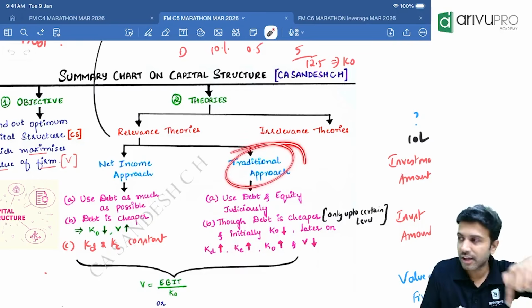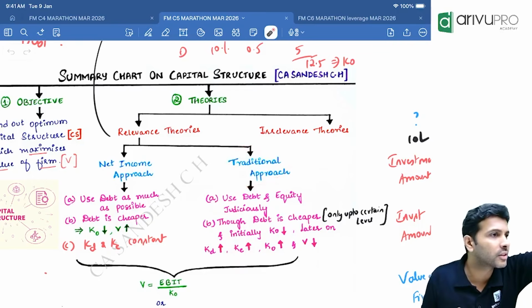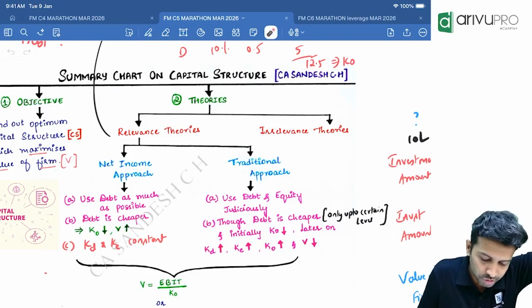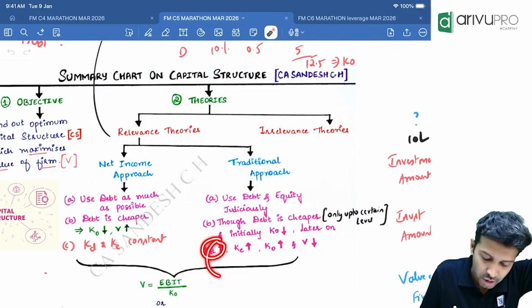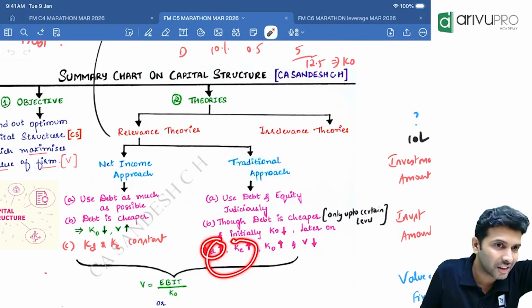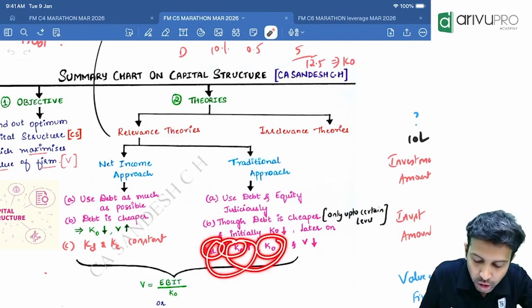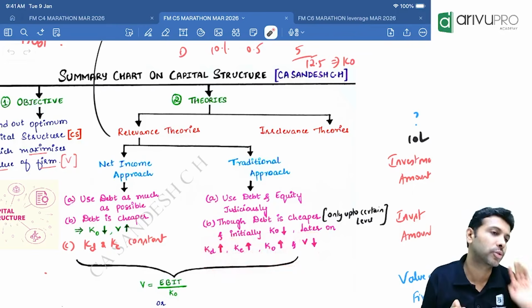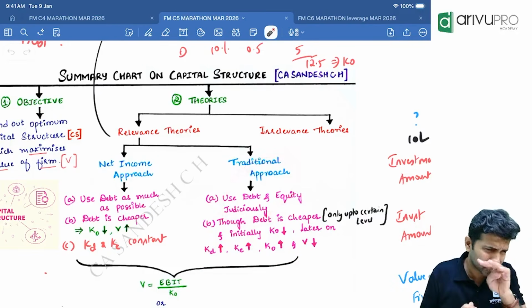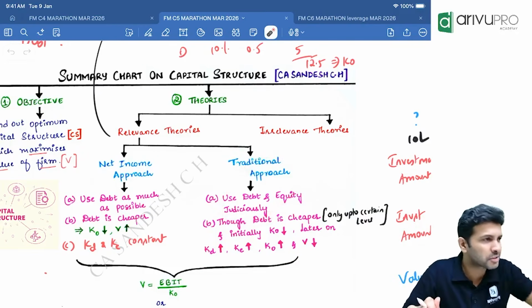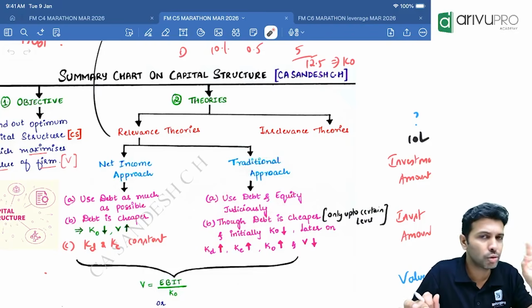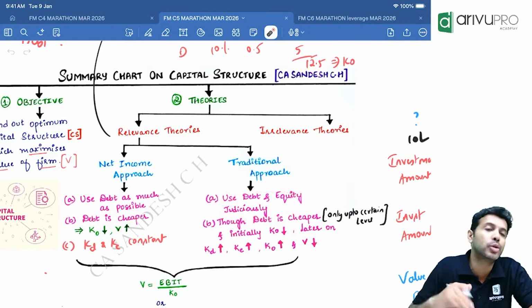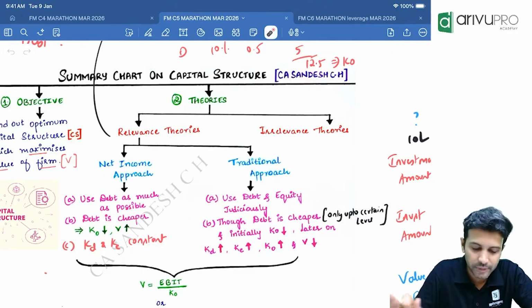So the traditional approach argues that up to a certain level only you borrow debt because it is cheap. Once the level is crossed, the cost of debt will increase. Cost of equity also will increase because the business has become risky. If these two increase, your overall cost of capital also will increase, which will cause the value of the firm to reduce. So the traditional approach is saying use debt carefully. Don't just borrow because it is available. Use debt judiciously or carefully.